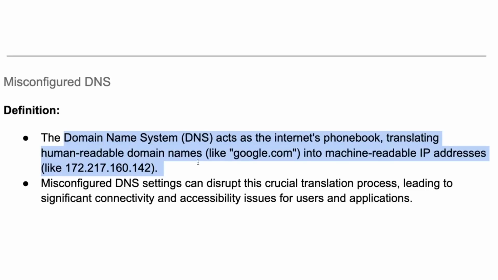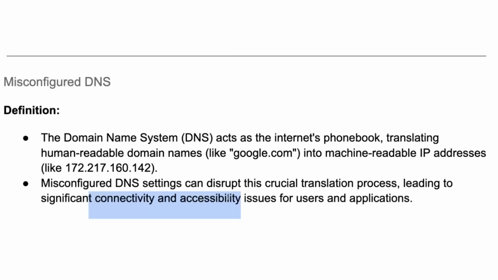So the domain name system is one of those dynamic systems that, as long as it works properly, it will resolve whatever the IP address is for Google anytime that they change their IP address. So all of these things happen behind the scenes without you even knowing it. That's what the domain name system does. So a misconfigured DNS setting can obviously disrupt this translation process, and it leads to significant connectivity and accessibility issues for users and applications and websites and whatever it is that you're trying to do. So it's very simple. It's not a complex concept to wrap your head around.